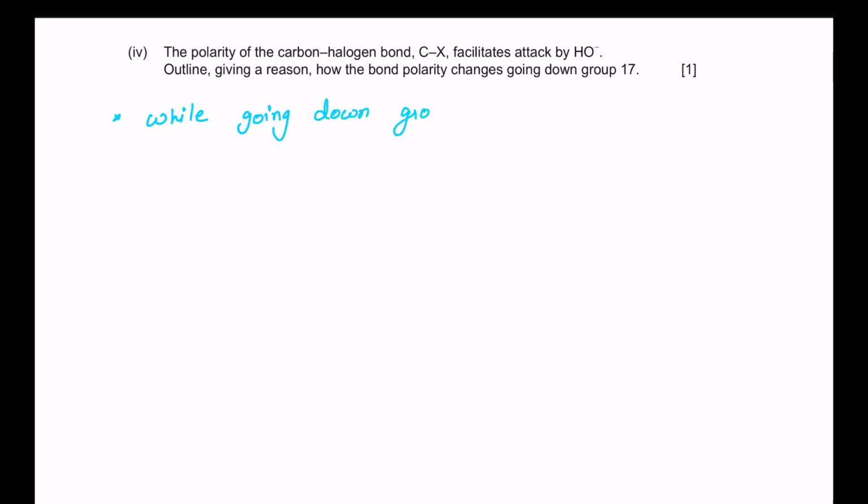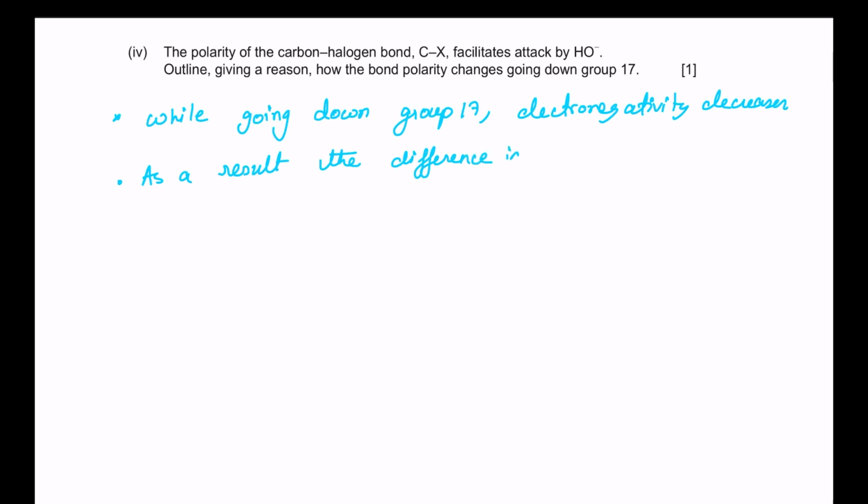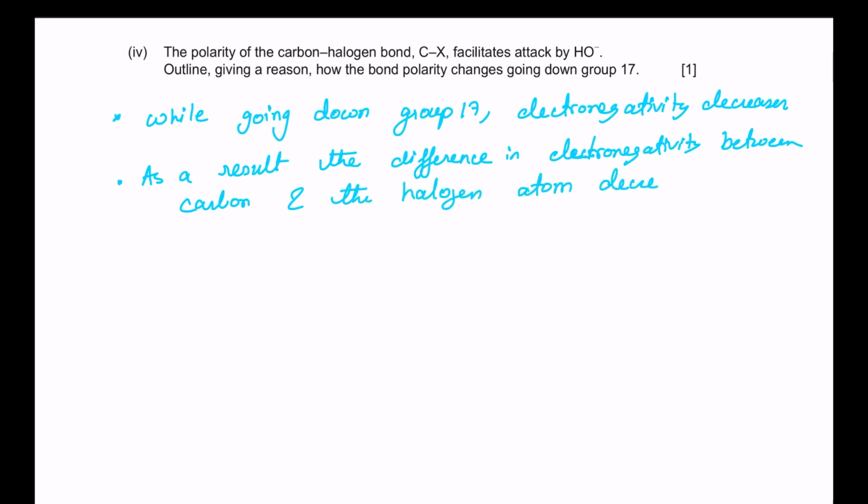Going down group 17, electronegativity decreases. As a result, the difference in electronegativity between carbon and the halogen atom decreases, and hence the bond polarity decreases.